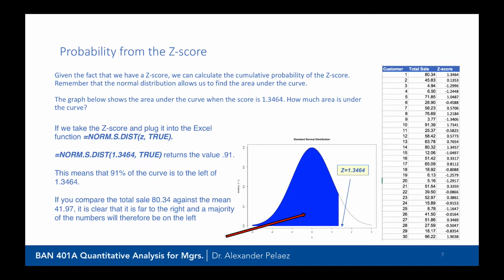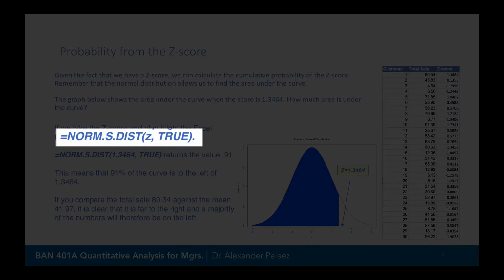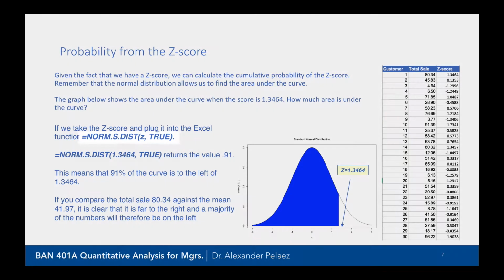Now the way we do that is we take the z-score and we put it into NORM.S.DIST. When we do that, we end up with a value of 0.91. And this means that 91% of the curve is to the left of 1.3464. So we can also attribute this to being in the 91st percentile. If you compare the total sale, 80.34, against the mean, 41.97, it's clear that it is far to the right, and a majority of the numbers will therefore be on the left.